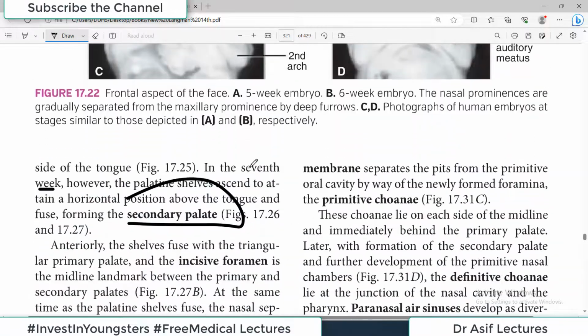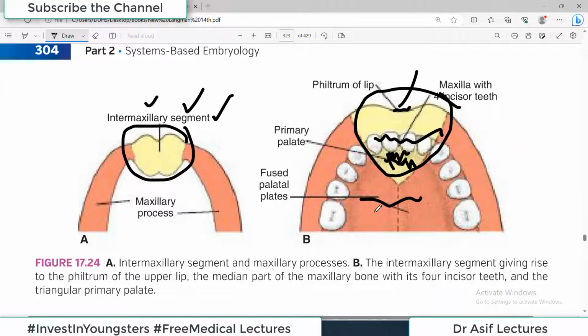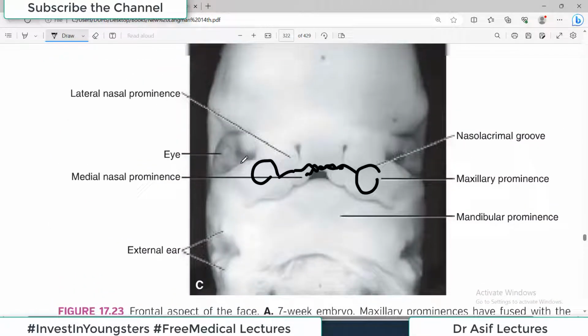So ये जो पूरा आपका hard palate है, it starts forming 7th week पर ये इस तरह से fuse हो जाते हैं दोनों साइड से, और both these processes are actually derived from the maxillary process. देखें maxillary process है, यहाँ से इस तरह process निकलेगा, यहाँ से इस तरह process निकलेगा, ये shelf-like structure मिल जाएंगे और ये पीछे secondary palate बन जाएगा. Okay.